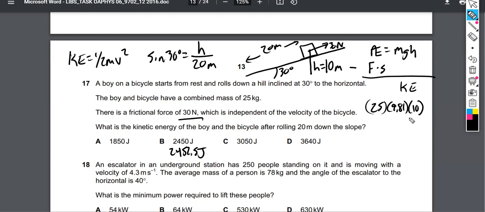The friction is 30 newtons times 20 meters, right? Force times displacement is the work done by friction. So it's going to be lost to the system. It's stealing away from the energy that it possessed potentially, at the top of the hill there. 30 times 20 is 600. And so 2,452.5 minus 600 is 1,852.5 joules. So choice A is correct.